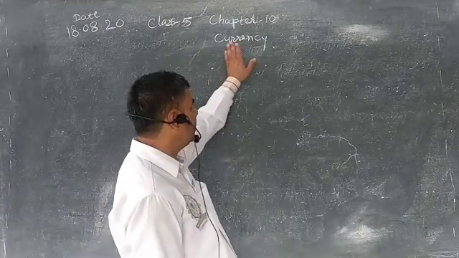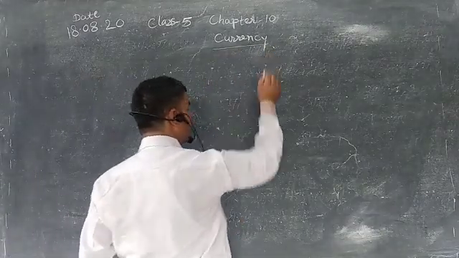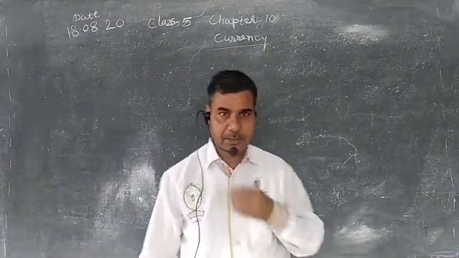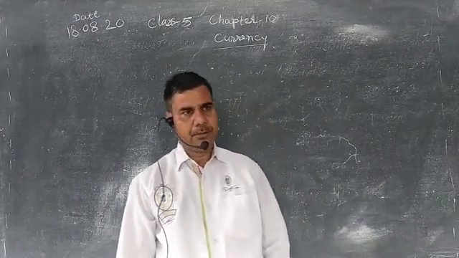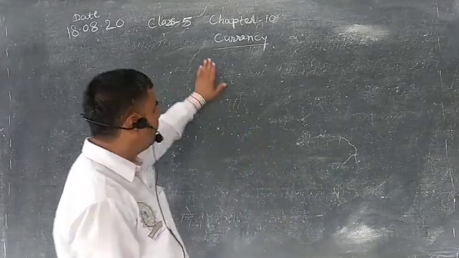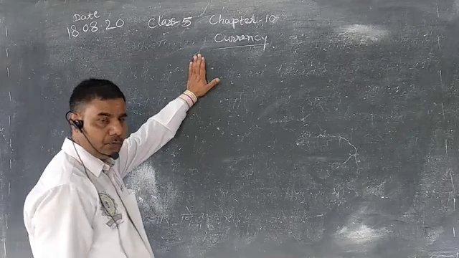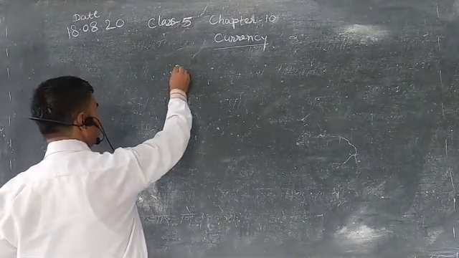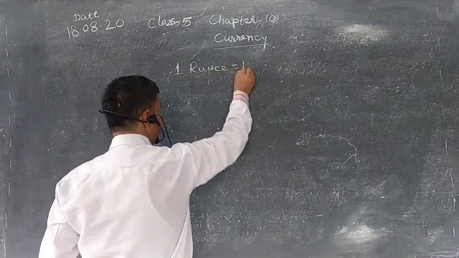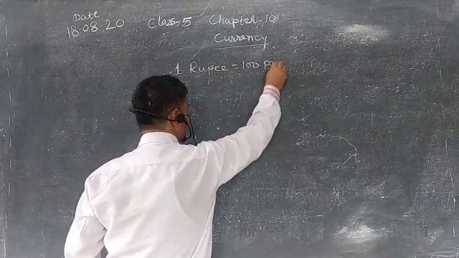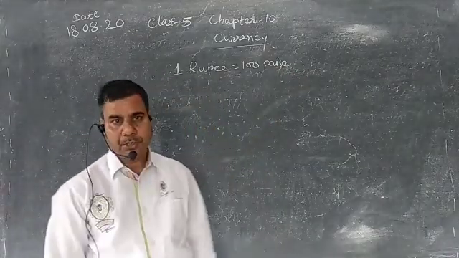Now we shall read chapter 10, currency. What is currency? Currency means money. Our currency is rupees, and we know that 1 rupee equals 100 paise. 1 rupee equals 100 paise.